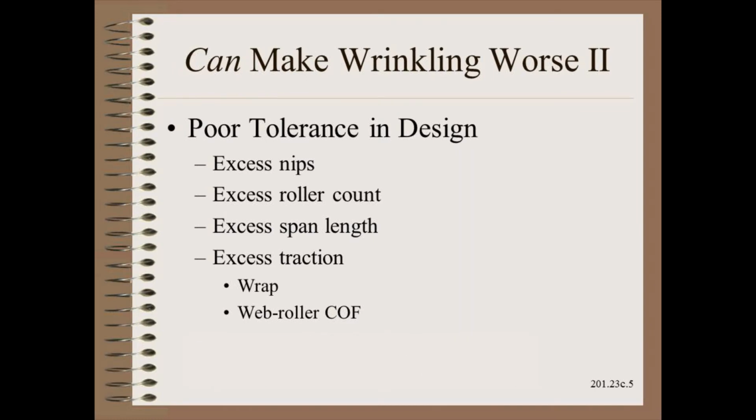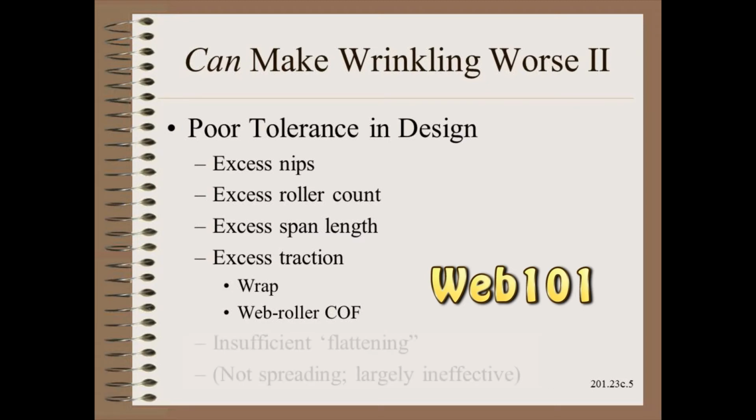You can also make wrinkling worse if your machine design is not tolerant. We always knew how to make machines good, that is, precise of geometry and precise of force, as we learned in Web 101. This concept of tolerance goes beyond goodness. It widens the window of acceptable operation even if the geometry and the forces were already perfect. What we also learned is that bagginess is better dealt with by the principle of flattening than it is by spreading.